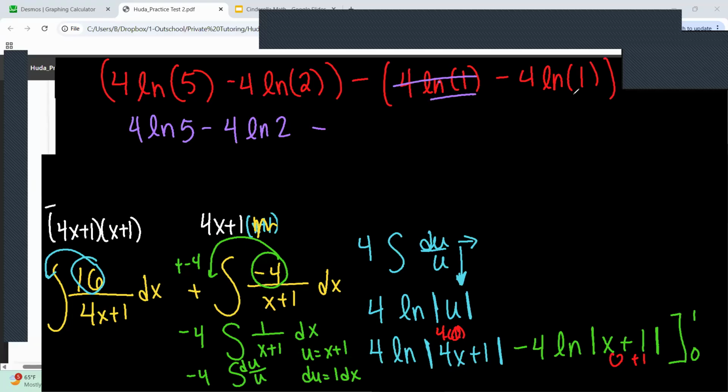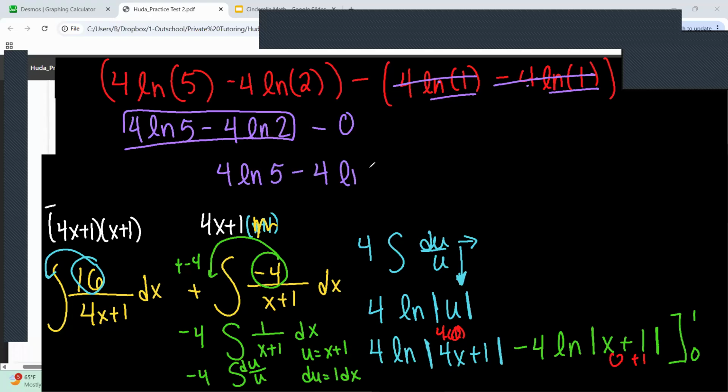Okay, so that's now 4 natural log 5 minus 4 natural log 2 minus natural log 1 is 0. 4 times 0, this one's gone. Natural log 1 is 0. 4 times 0, this one's gone. That's just 0. So this is the answer. 4 natural log 5 minus 4 natural log 2.